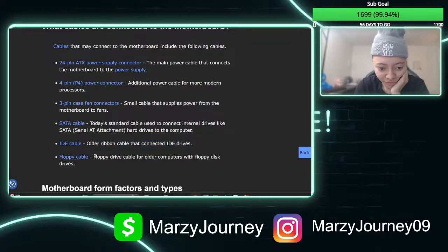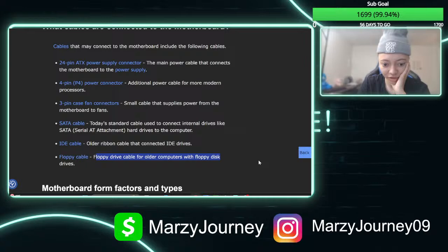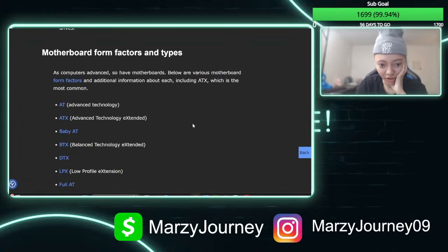So floppy cable, floppy drive cable for older computers with floppy disk drives. Yeah, because, like I said, my grandfather, I know he has an older computer. So this is probably something I would have to deal with if I ever dealt with older people. Floppy drive cable. I mean, it's true. At least we're getting some understanding for older computers. And then I guess that connects to the floppy disk drive, but I think I would understand. Hopefully, future Marzi. Okay, here we go.